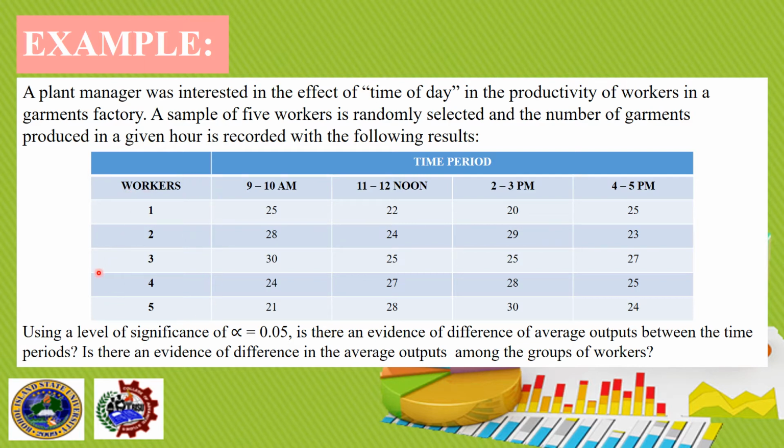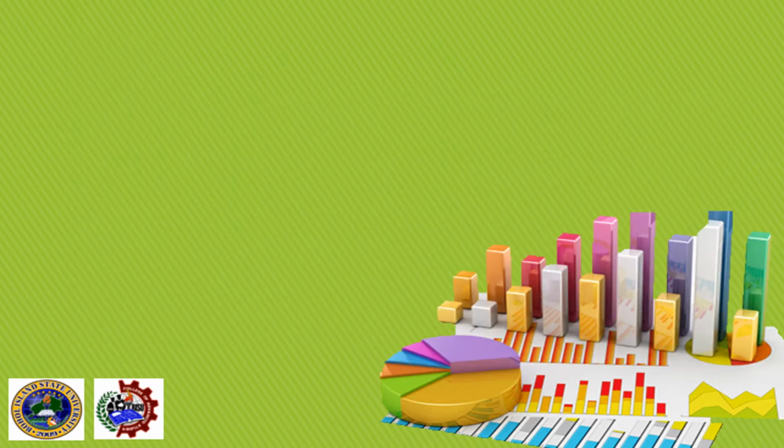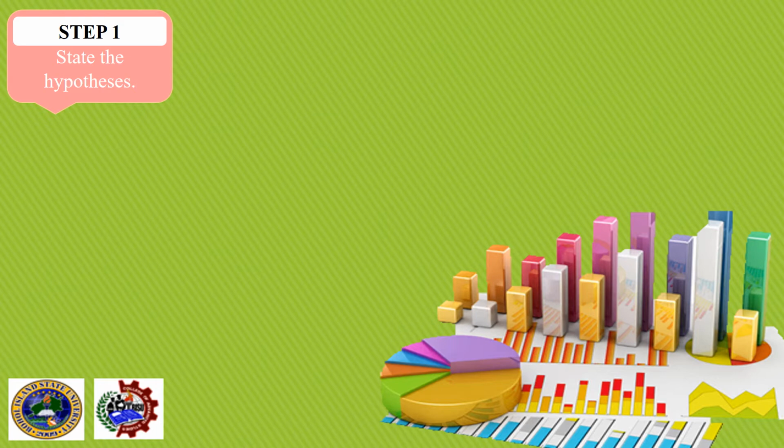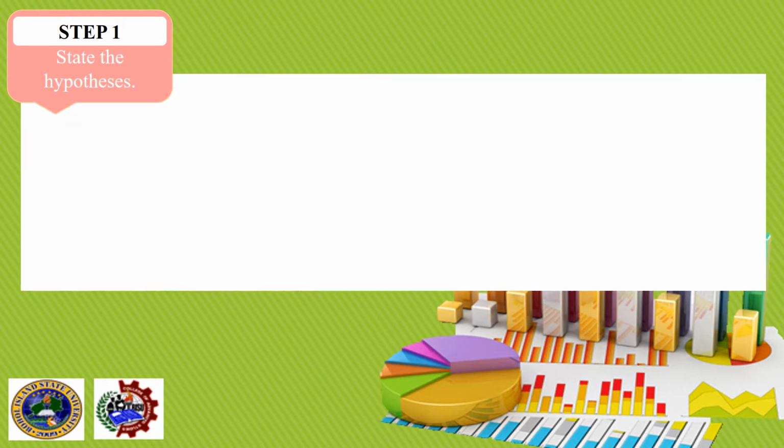Using a level of significance of alpha equals 0.05, is there an evidence of difference of average outputs between the time periods? And is there an evidence of difference in the average outputs among the groups of workers? So these are the 2 questions that we have to answer using the steps in the randomized block design for the analysis of variance. Step number 1 is to state the hypothesis.